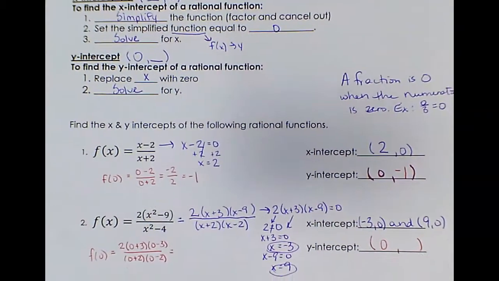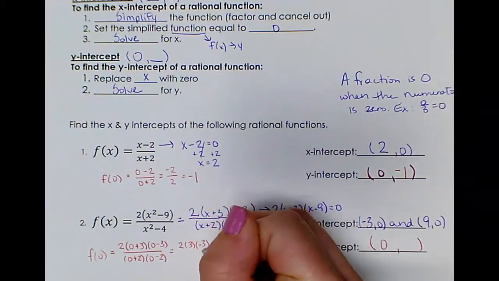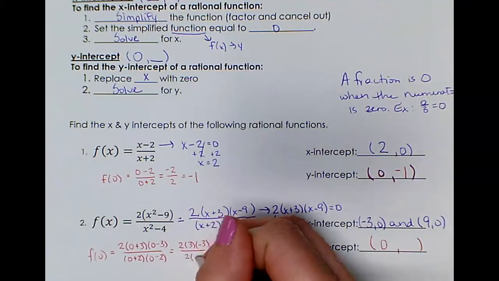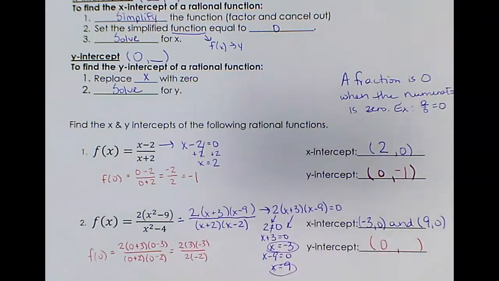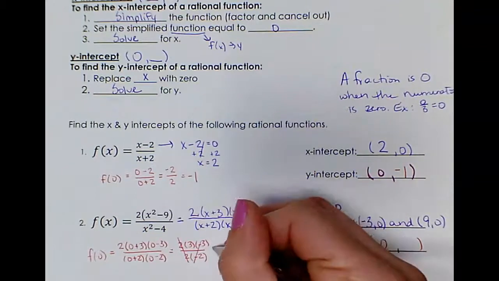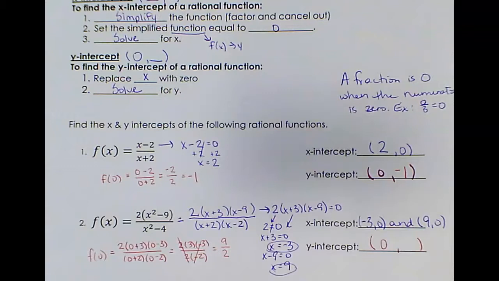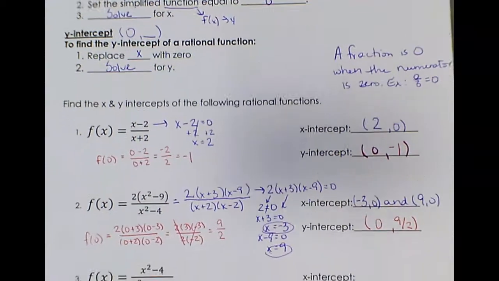I have 2 times 3 times negative 3 over 2 times negative 2. So the 2's cancel out, the negatives cancel out. 3 times 3 is 9. The 2 remains on the bottom. So my y-intercept y value is 9/2. So we're just substituting 0 in and solving. We've got 2 more examples.